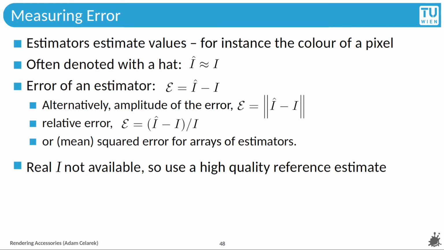So estimators, well, they estimate values. For instance, the color of a pixel. As such, they don't give the real value, and therefore there is a certain error. In rendering, in my opinion, it's most useful to compute the error before post-processing, and that's also what we use here. Estimators are denoted with a hat. That is a general statistician thing, and the error can be computed as the estimate minus the real value.